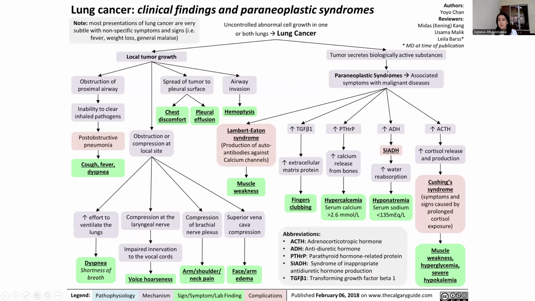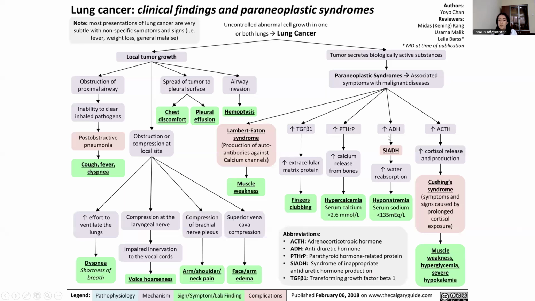Also, tumor cells secrete biologically active substances, and they will be the cause of paraneoplastic syndrome, which is due to growth of the tumor cells. They release hormone-like substances, and these substances cause these symptoms. For example, an increase of adrenocorticotropic hormone leads to increased cortisol release and production, and we can see Cushing's syndrome symptoms like muscle weakness, hyperglycemia, and severe hypokalemia.